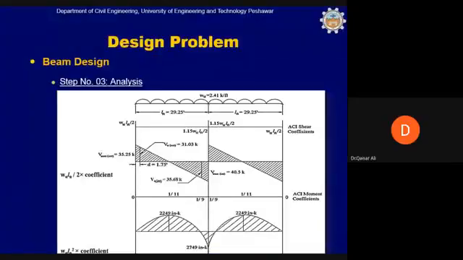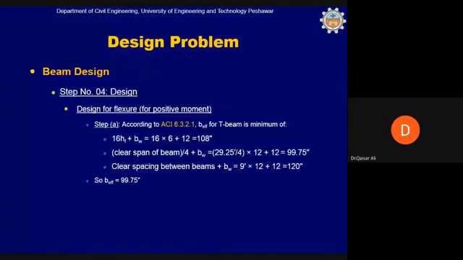Okay, so now you will start discussing the design of this beam. This is the analysis. The design steps are as usual. First of all, for positive bending moment, we will have to calculate the effective width. I hope all of you can hear me now.